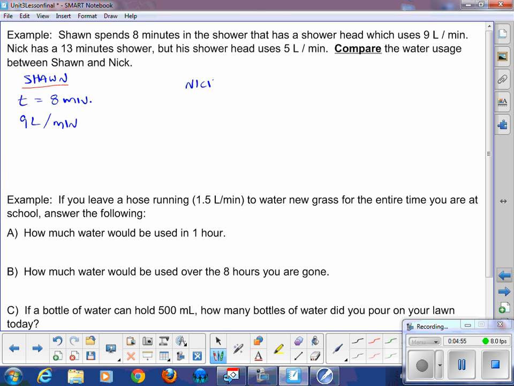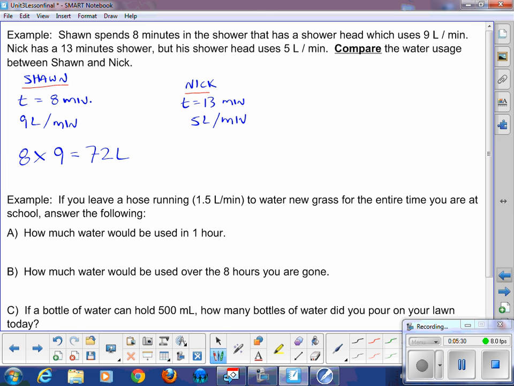Nick, on the other hand, typically takes a 13-minute shower, and his particular shower head only provides 5 liters each minute. So if we want to know the total water usage here, we will simply take the time involved, so the 8, and we're going to multiply it by our usage, 9 liters per minute. 8 times 9, and we end up with 72 liters for Sean.